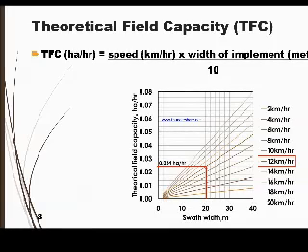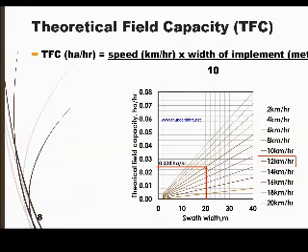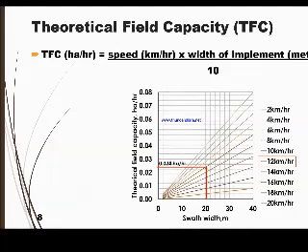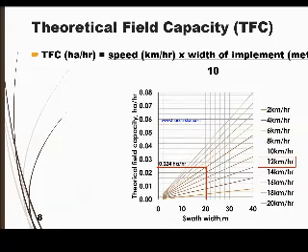If you follow, this is the formula of the TFC. So TFC in the unit of hectare per hour, equivalent to speed in kilometer per hour, must be in this particular unit, times width of the implement, let's say combined, just now I gave you 5 meters, over 10. 10 is a constant number, so you can just divide by 10.